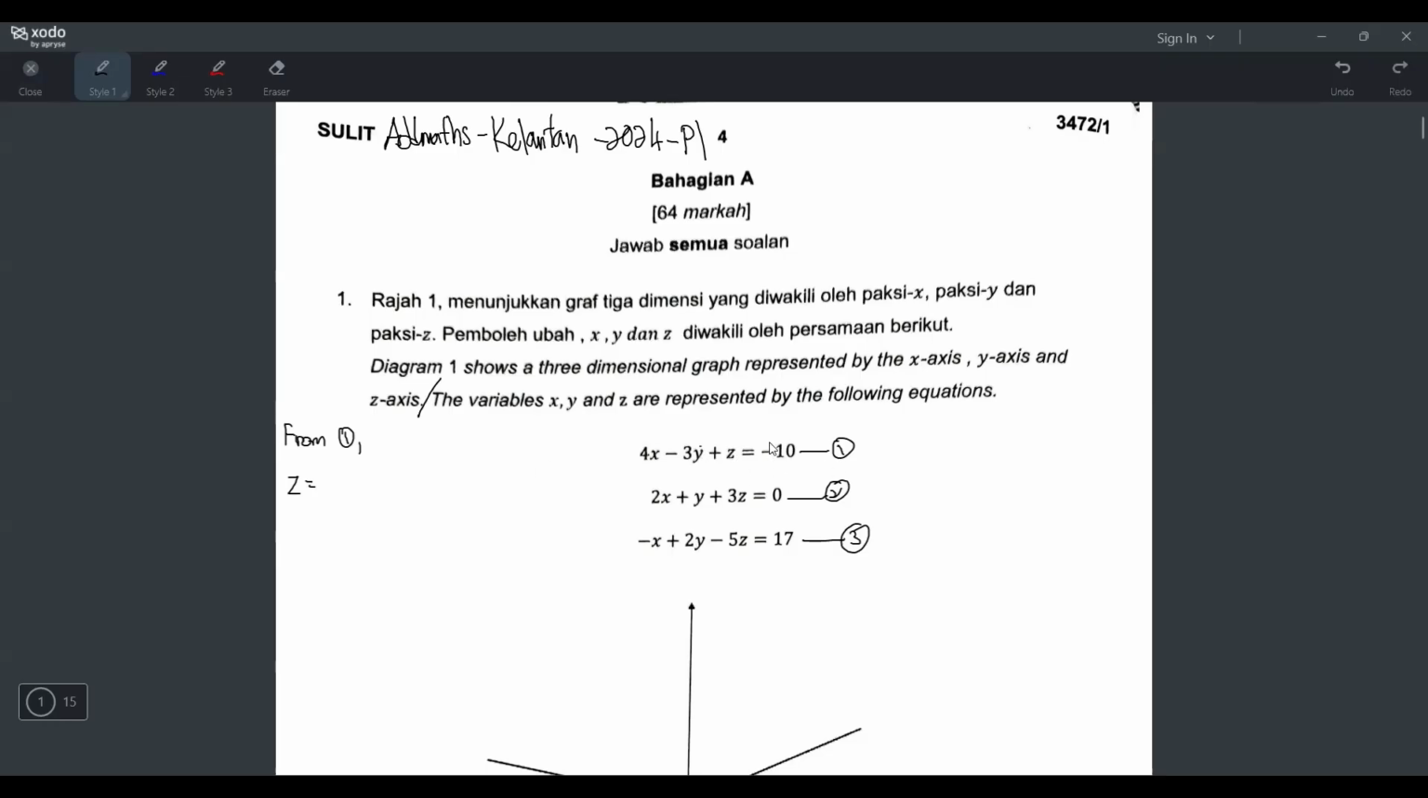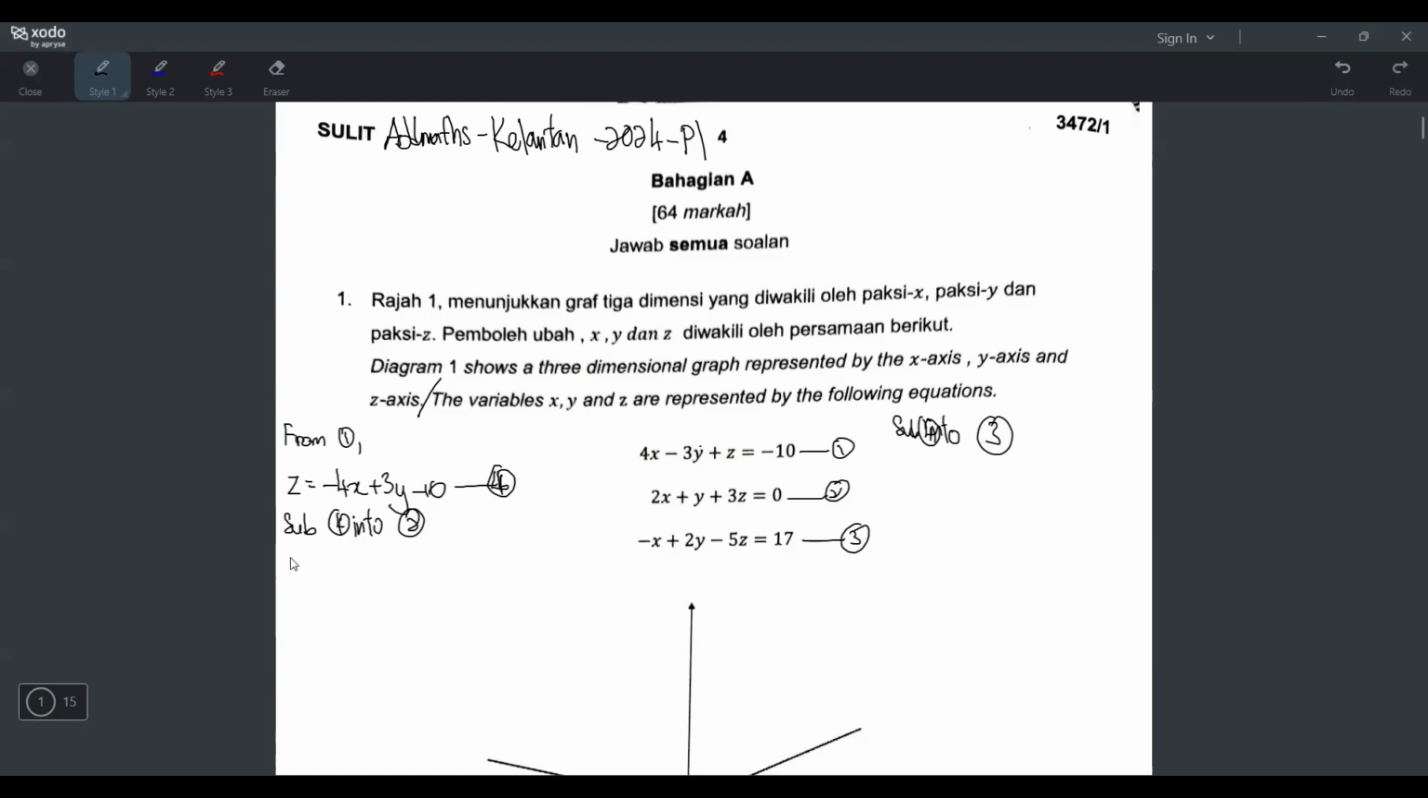How we do that is just move the 4x and the negative 3y over. So 4x when you move it becomes negative 4x, minus 3y becomes plus 3y, and the minus 10 is already there, so just write it, and I will call this equation 4. So equation 4 comes from 1. Later you will substitute 4 into 2 and 3. Sub 4 into 2, and for the other working, sub 4 into 3.